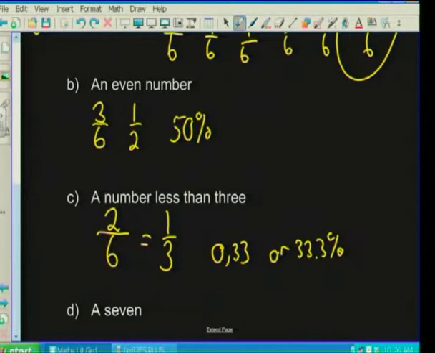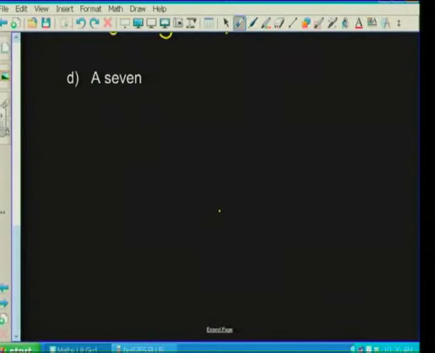And lastly here, we've got a fourth part, part D. The question is, what's the probability of getting a 7 with the dice? Well, the dice only goes up to the number 6. There's 1, 2, 3, 4, 5, or 6. So the number 7 doesn't appear on any of the faces. That means that you could never get a 7.